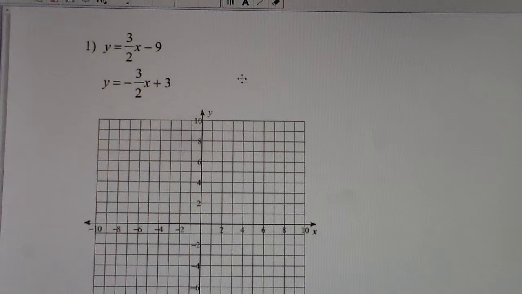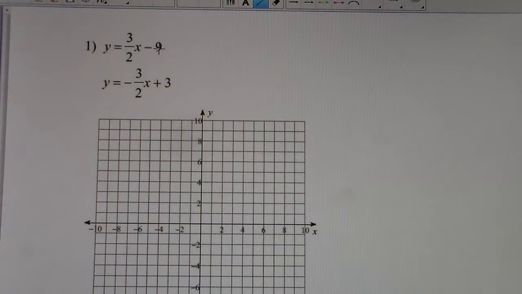All right, problem number 1. It says y equals 3/2 x minus 9, and the other one in the system is y equals negative 3/2 x plus 3. Now we can put these in a graphing calculator and graph them based on the coordinates, but I also taught you how to graph slope-intercept form by the y-intercept and the slope. And that's how I'm going to do it right now.